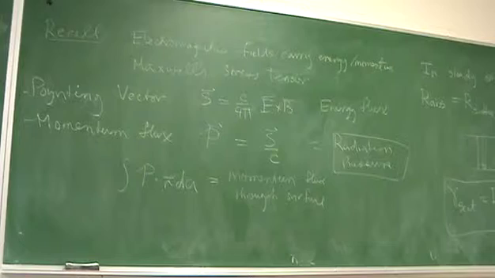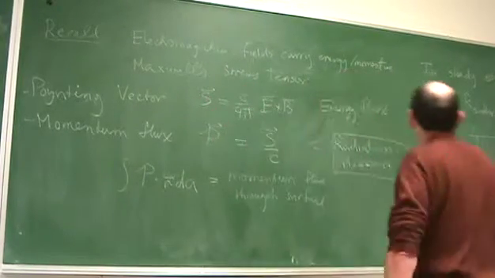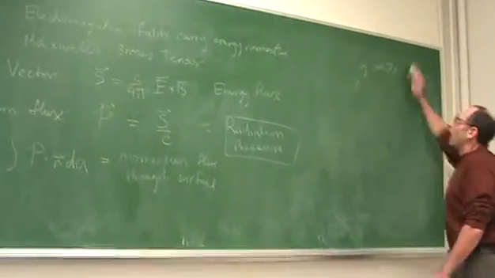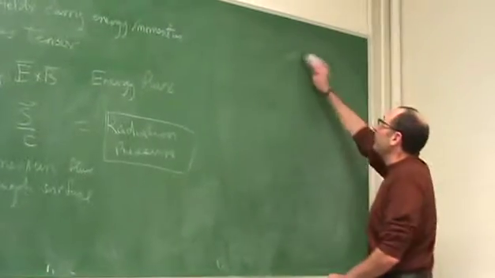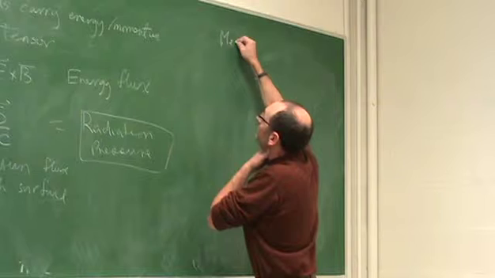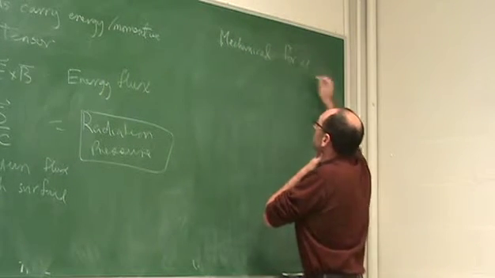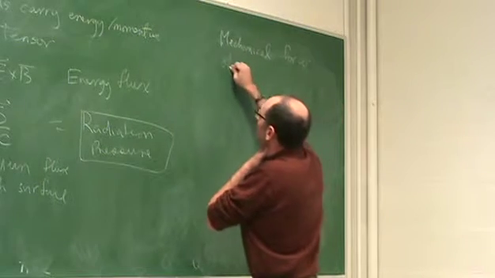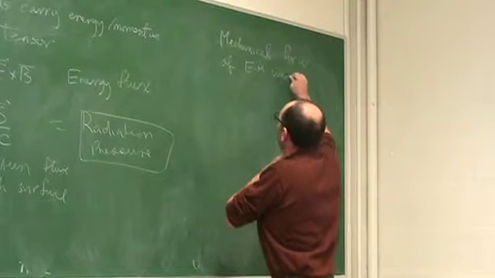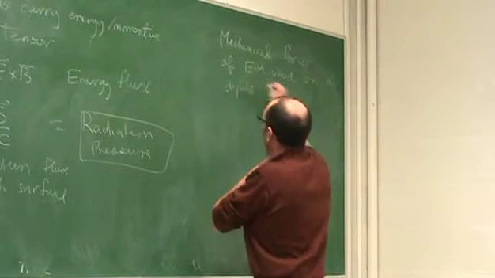And we can get a sense of how big the radiation pressure is by thinking about an electromagnetic wave acting on a dipole oscillator. So let's think about then the mechanical force of an electromagnetic wave on a dipole oscillator.